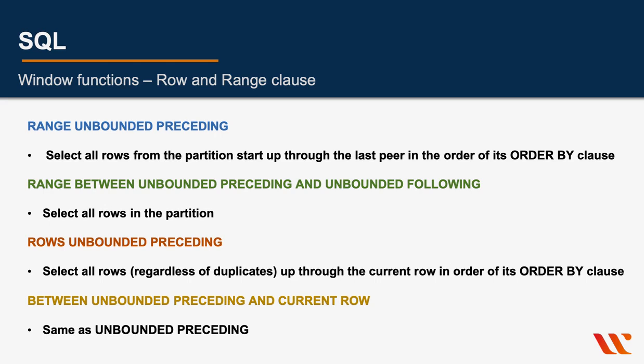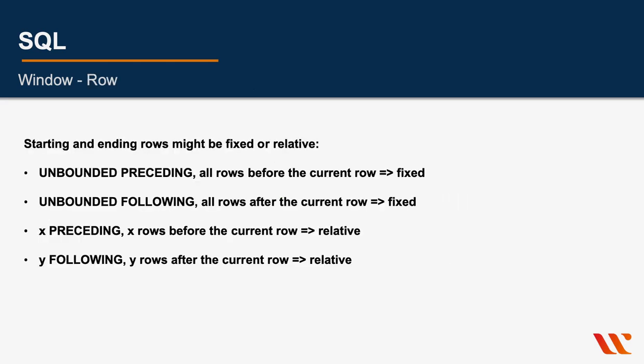Those two are separate. That might sound a little confusing, so let's recap. Logically, a windowed aggregate function is newly calculated for each row within the partition based on all rows between a starting row and an ending row. Starting and ending rows might be fixed or relative to the current row based on these different keywords.